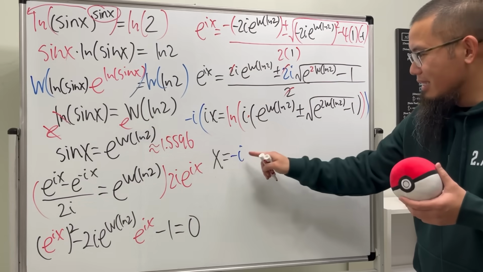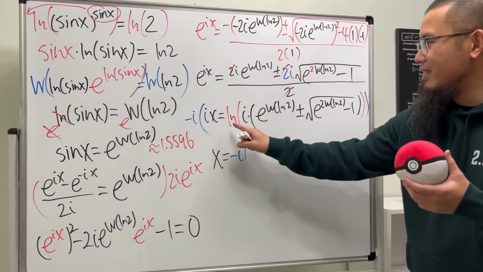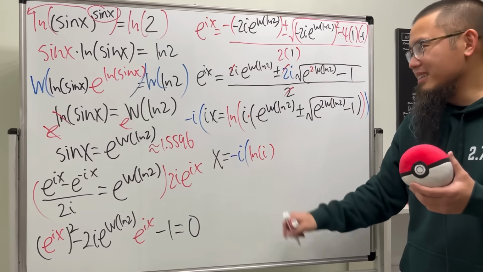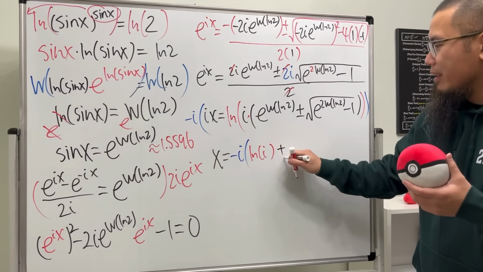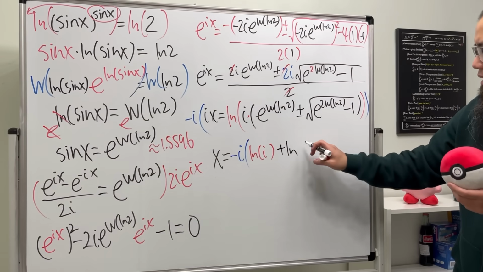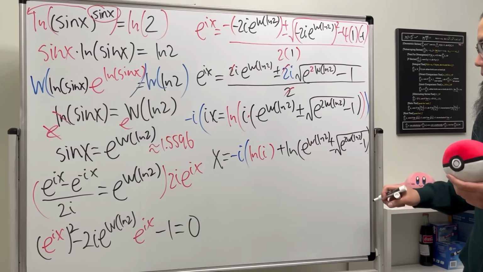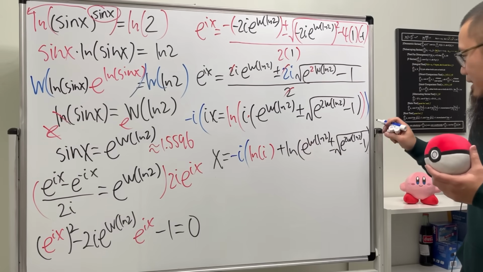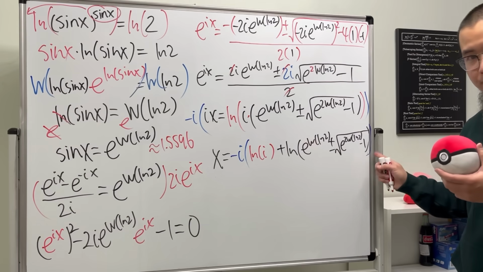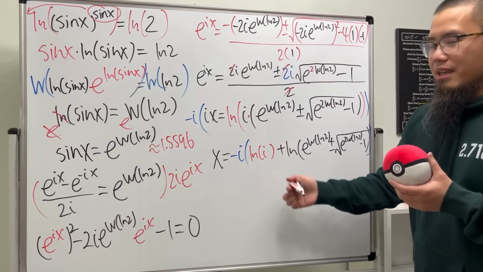So it becomes negative i times, here we will have ln i, we are going to take care of that in a second. And then we are going to add ln of the rest, which is going to be just all that. And then close that. Close that. I did close the parentheses, okay? Whew. Okay, so what is ln i?